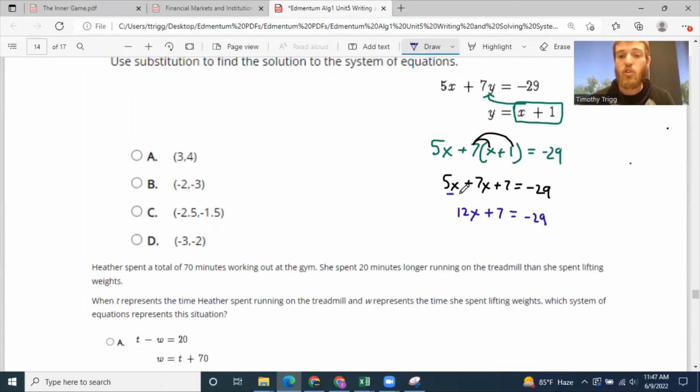Remember, we can combine these two things together because they both have the same variable, x. Now I want you to go ahead and finish up solving for x, and then you should be able to find the answer there.